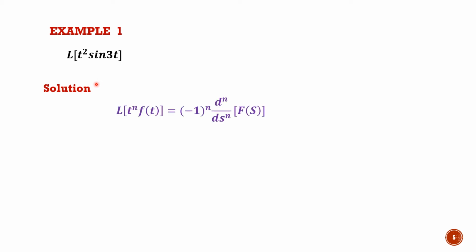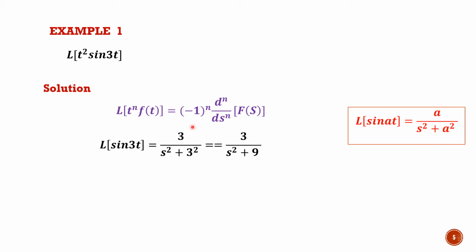So L of sine 3t: we know L of sine at is a upon s square plus a square. So L of sine 3t will become 3 upon s square plus 3 square, or it is equal to 3 upon s square plus 9. So L of sine 3t is 3 upon s square plus 9. Now we have to calculate L of t square. So the extreme right function was sine 3t, and that we have calculated.